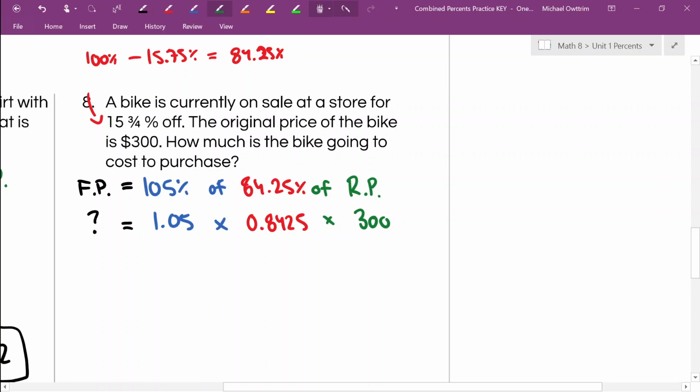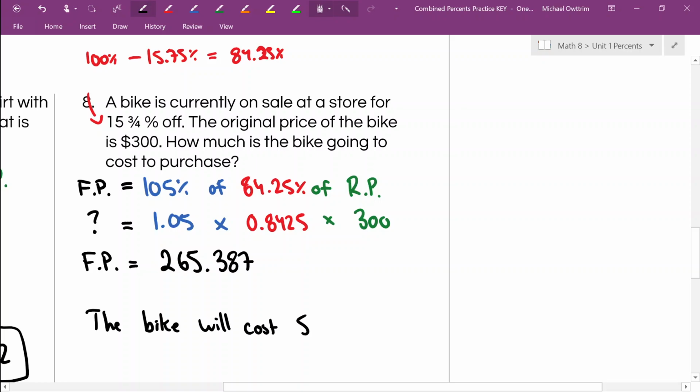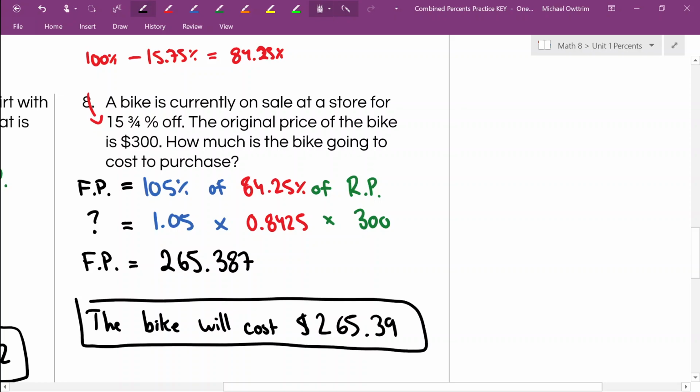So using my calculator, I'm going to go 1.05 times 0.8425 times 300. And I'm going to get that my final price is $265.387. And so we'll say the bike will cost $265.39 after rounding.